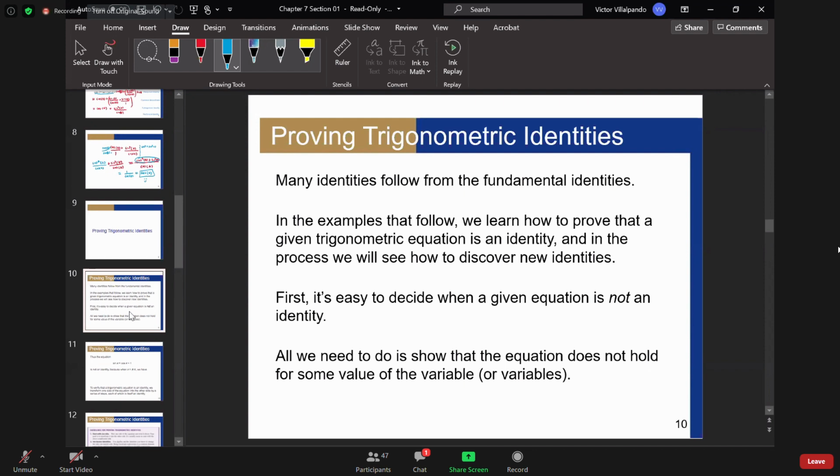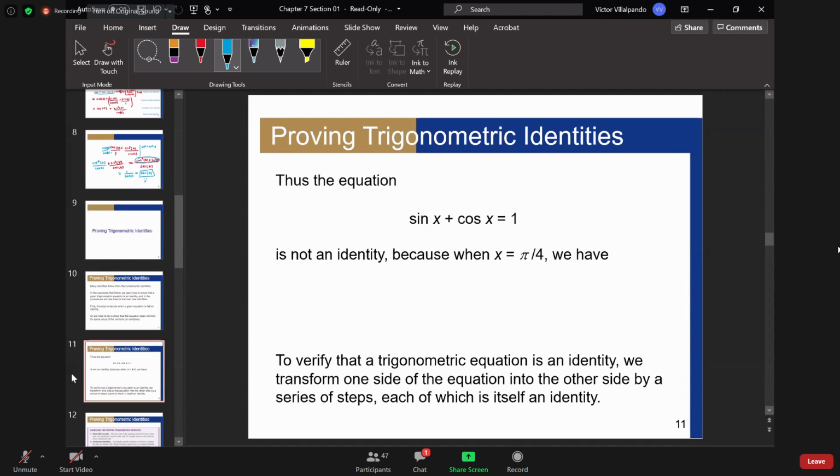It says many identities follow from the fundamental identities that we'll be working with from that blue box that I've been moving back and forth to. In the examples that follow, we learn how to prove that a given trigonometric equation is an identity, and in the process, we see how to discover new identities. First, it's easy to decide when a given equation is not an identity. All we need to do is show that the equation does not hold for some value of the variable, or variables if there's more than one. We'll see that in the next step, which is sine x plus cosine x equals one. So they went ahead and took the square away, giving us one of the most basic examples.